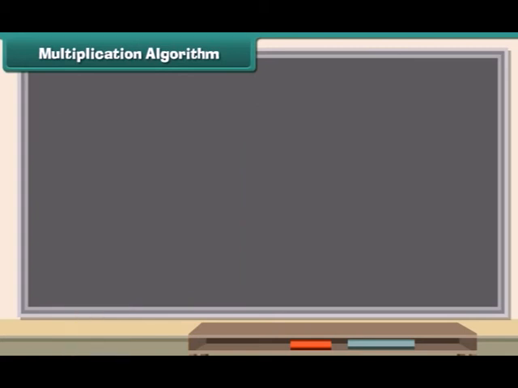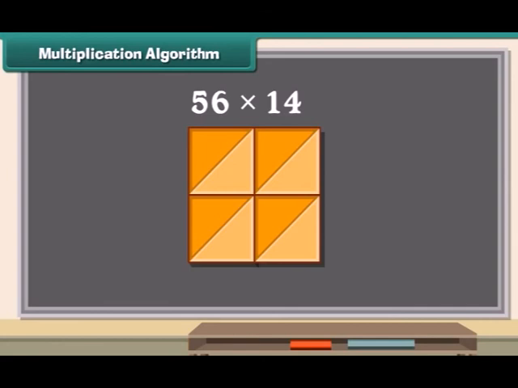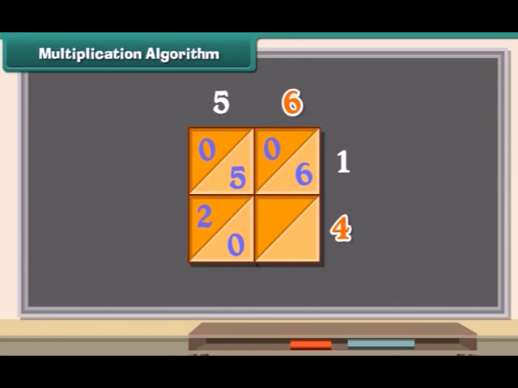Multiplication algorithm. Let us multiply 56 by 14 using the lattice multiplication algorithm. Write 56 across the top and 14 at the side vertically. First multiply 1 and 5. Write 5 in the 1's place and 0 in the 10's place. Then multiply 4 and 5 to get 20. Write the 0 of 20 in the 1's place and the 2 in the 10's place. Then multiply 1 and 6. Write 6 in the 1's place and 0 in the 10's place. Finally multiply 4 and 6. The result is 24. Write 2 in the 10's place and 4 in the 1's place.